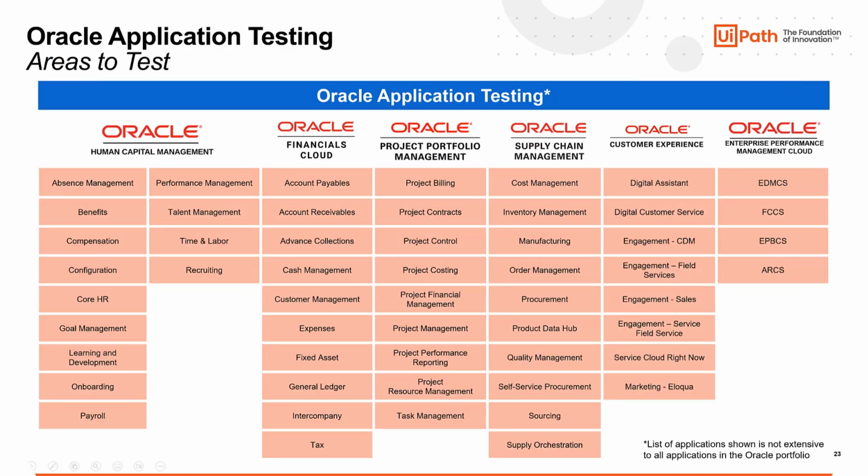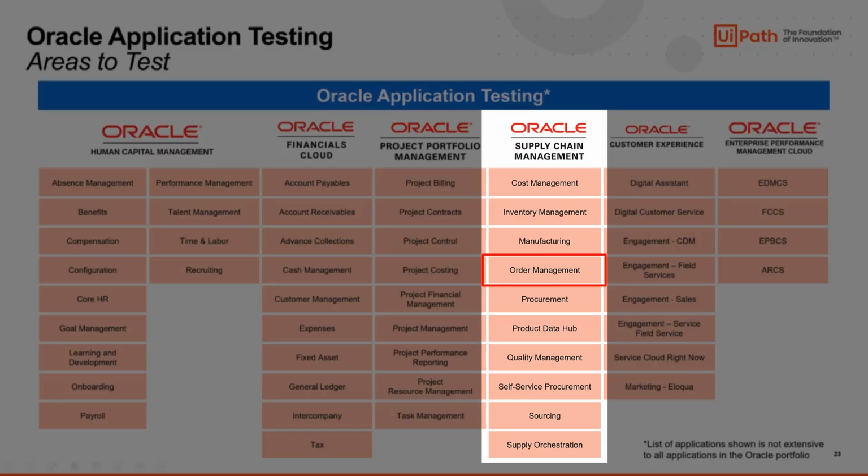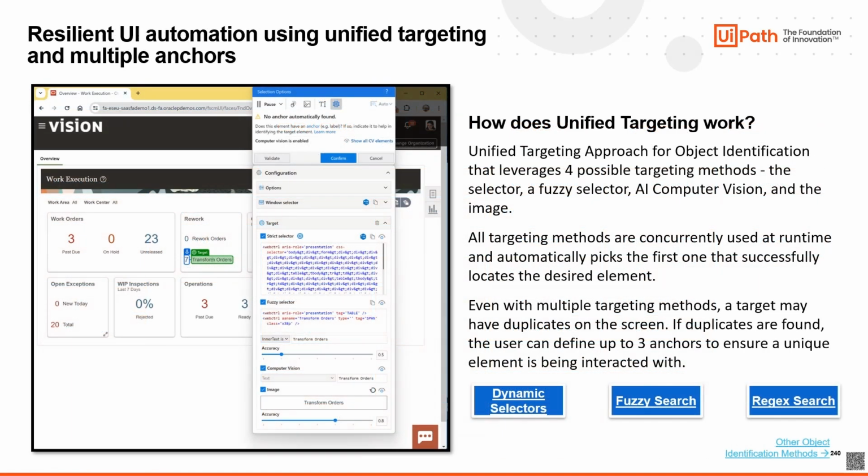Welcome to this demonstration of UiPath Test Suite. In this video, we will explore how to build automated test cases in UiPath Studio to verify order management functionality within the Oracle SCM system. Let's begin by understanding how UiPath identifies objects on target applications.